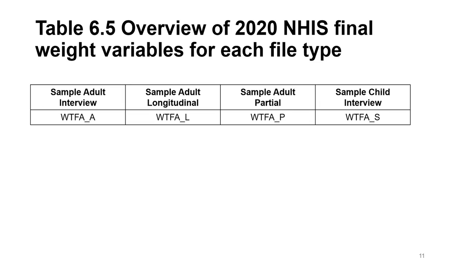So table 6.5 provides an overview of the 2020 NHIS final weight variables for each file type. Here we have the sample adult file at WTFA_A, the sample adult longitudinal file at WTFA_L, the sample adult partial file at WTFA_P, and then the sample child interview file, WTFA_SA. Those are the specific weighting variables for each of those files.